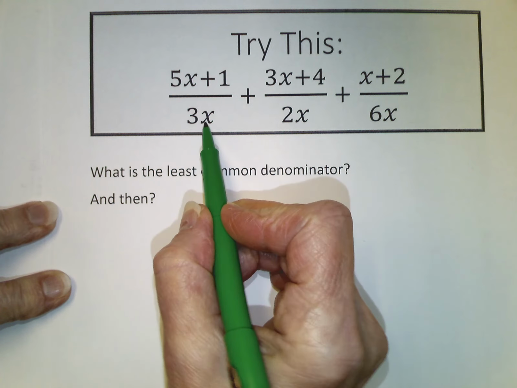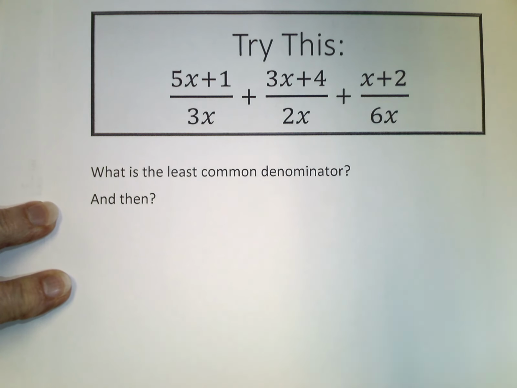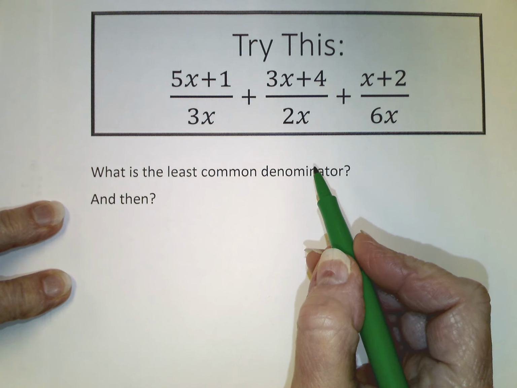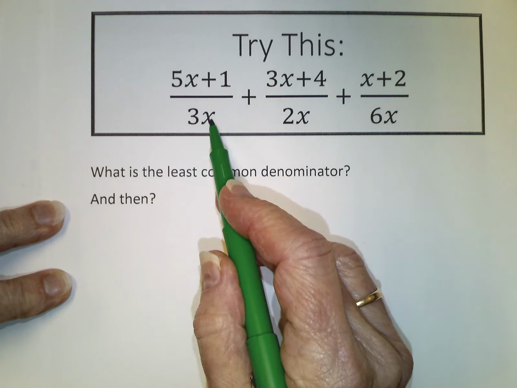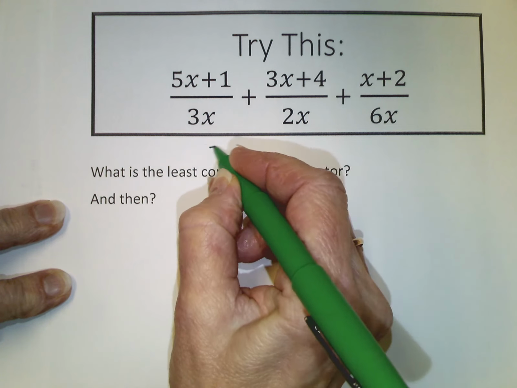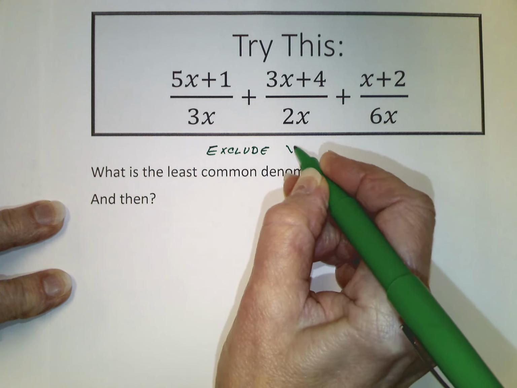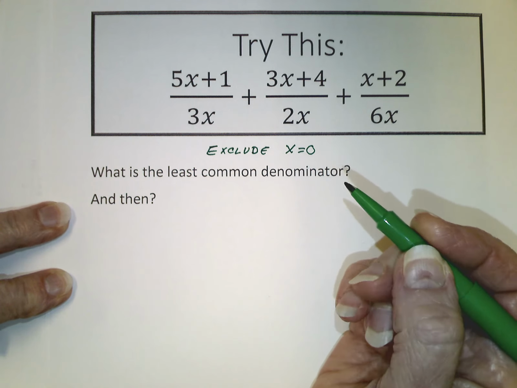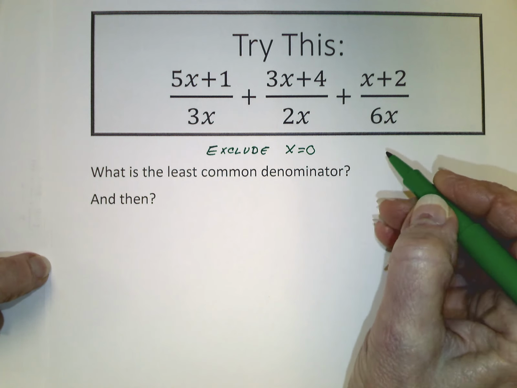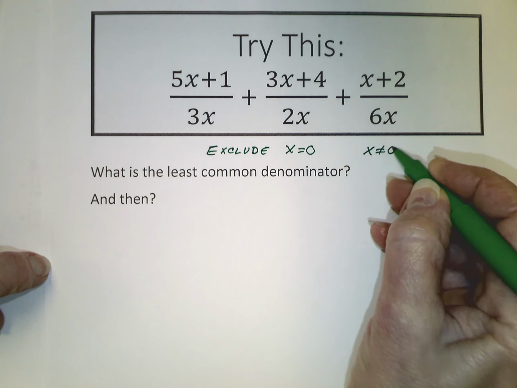So we have 3x as a denominator, 2x as a denominator, 6x as a denominator. Is there any value for x that will make those denominators equal 0? Well, of course there is. When x equals 0, all three of them will be impossible. So we say that we are going to exclude x equals 0. We are going to leave it out of the possible input values. Sometimes they call that restricting the domain. Sometimes people just write x cannot be 0.